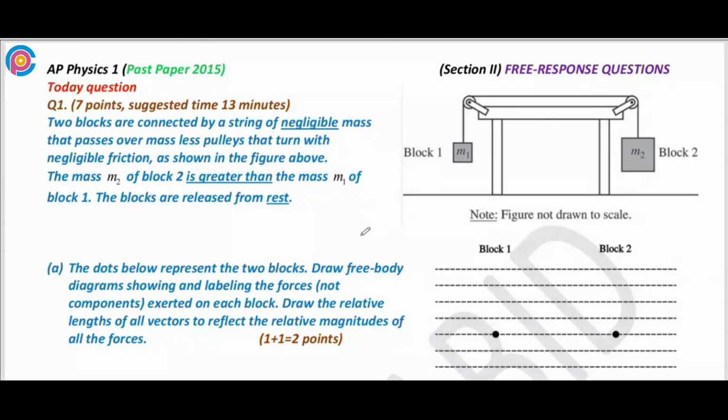Hi, we have the AP Physics 1 past paper 2015. We are discussing the free response question section. Question 1 is carrying 7 points.